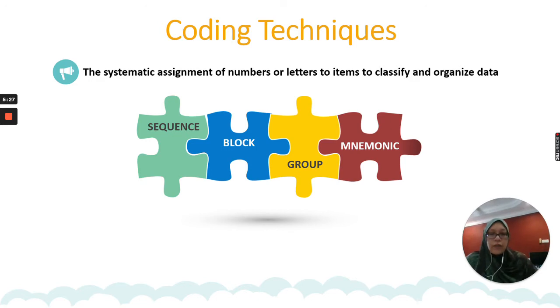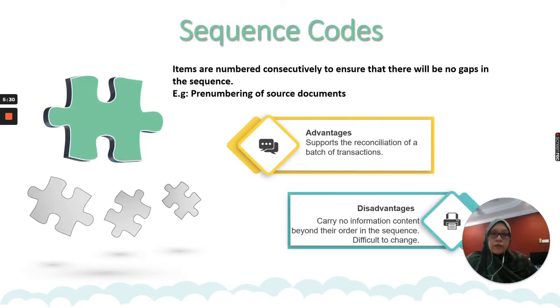Alright, the first one we discuss is the sequence code. So sequence code is where the items are numbered consecutively to ensure that there will be no gaps in the sequence. So the numbering is in sequence, consecutively. As an example that we discussed in the input just now, the source document. Remember, for source documents, one of the controls is the use of pre-numbering of source documents. So that's one of the coding techniques here also. Okay, so they use the sequence code.